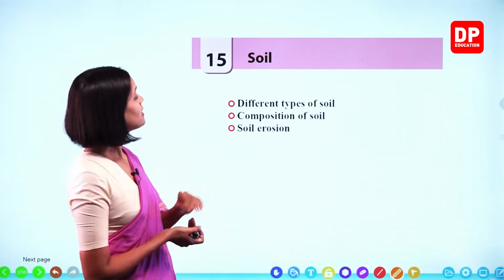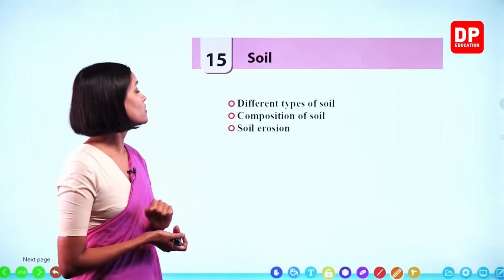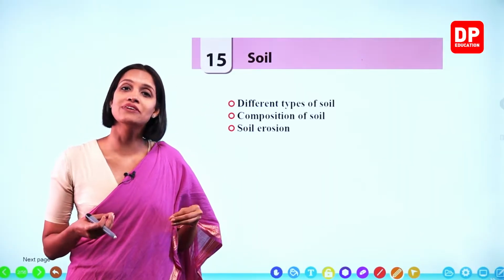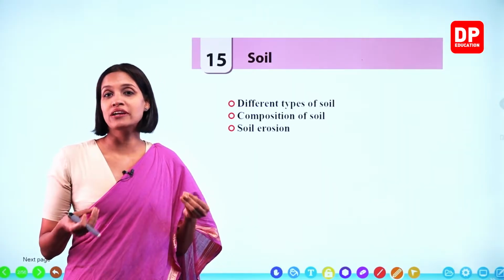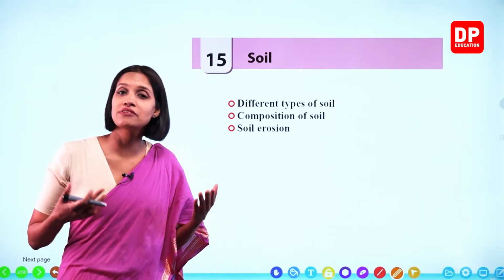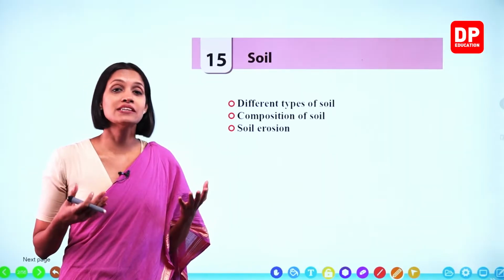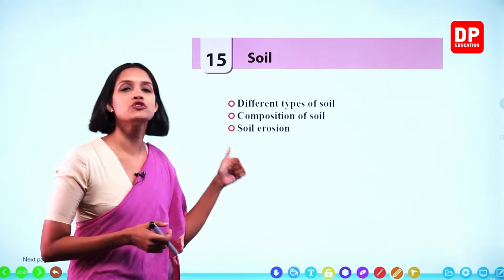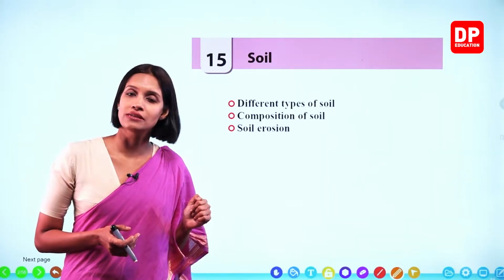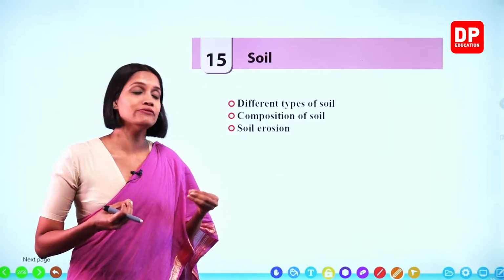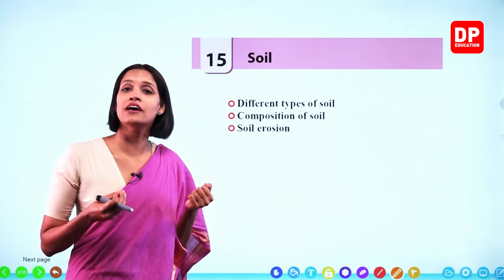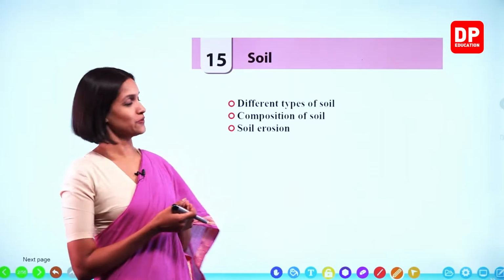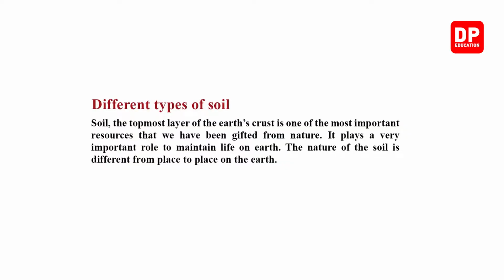uses as well, right? And then as a second topic we are going to learn about the composition of soil, right? So under composition of soil we are going to learn what the components of soil are, what are the things that we can find in the soil, and what are the functions of those components, okay? And finally we are going to learn about soil erosion. Under this topic we are going to learn that soil erosion is a very harmful thing that can happen, and we are going to learn how to minimize soil erosion as well. So we'll start the lesson now. Right. Different types of soil.